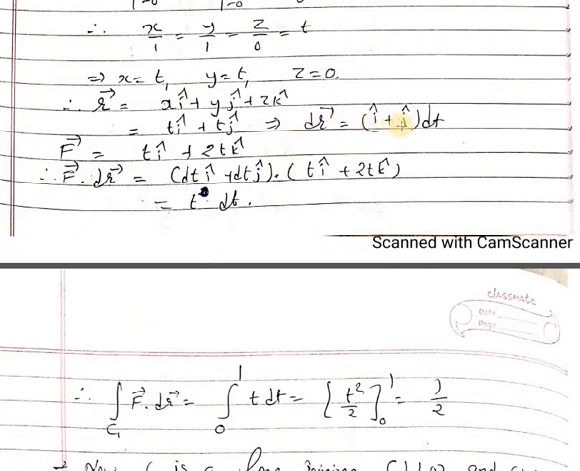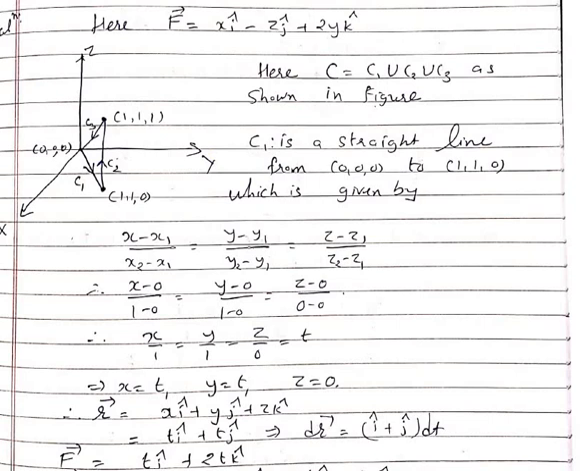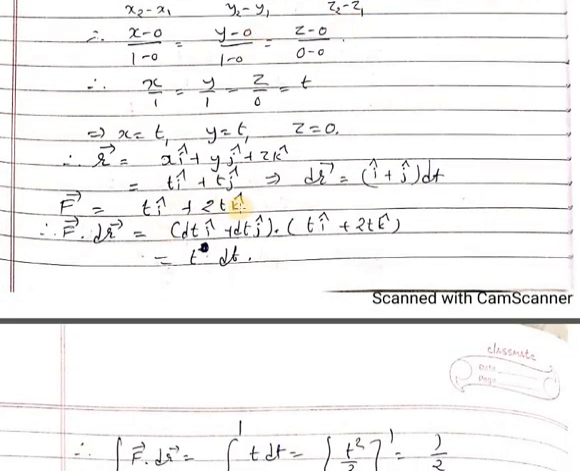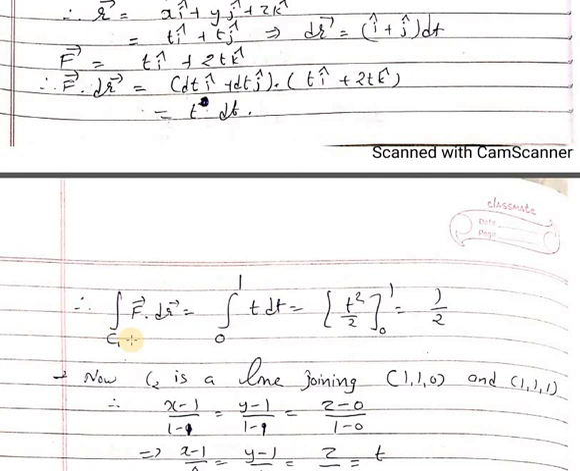and therefore dr is equal to (i plus j) dt, and therefore F bar will be ti minus 2tj plus 2yk. Here we are going to put the values of x, y and z. Z is 0, x is t, y is t, and that will give F bar is equal to ti plus 2tk. So F dot dr will be t dt. Integrating this along C1, the integration will be from 0 to 1, because x is equal to t, so the limit of t is nothing but the limit of x. So putting the limits and integrating, that will give you the answer 1 by 2.